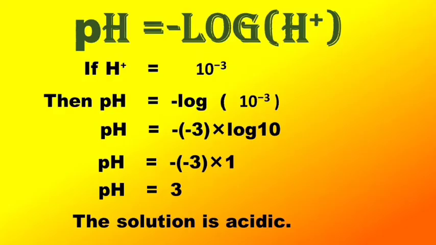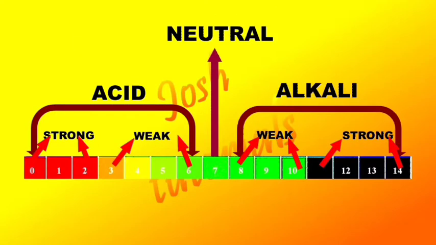Let us calculate the pH when the H plus ion concentration is equal to 10 to the power of minus 3. pH is equal to minus log of H plus ions, that is equal to minus log of 10 to the power of minus 3, that is equal to minus of minus 3 into log 10, that is equal to 3. This means the solution is acidic.